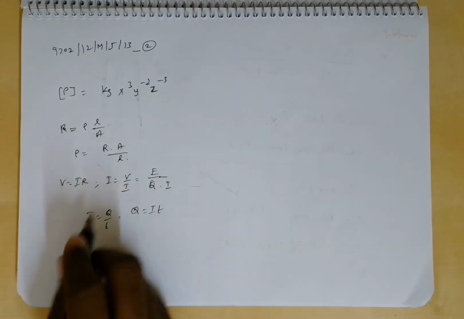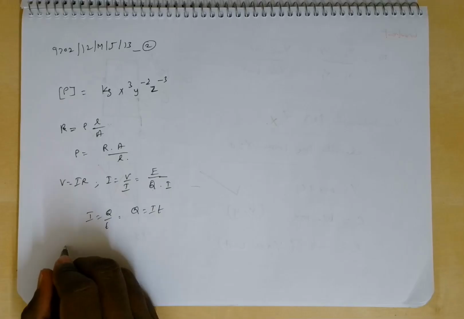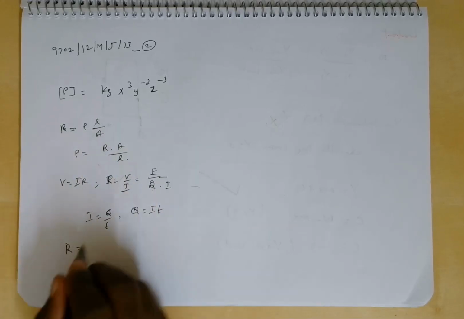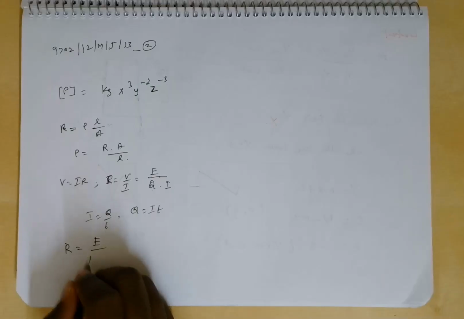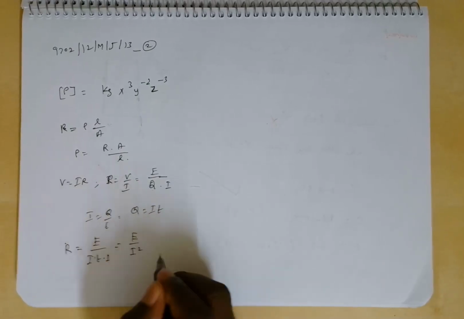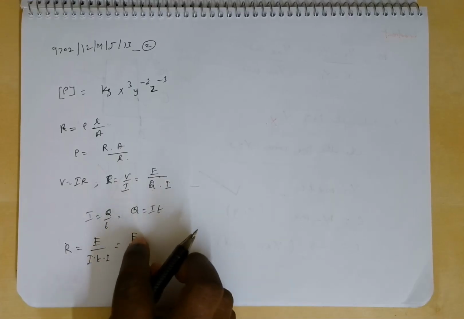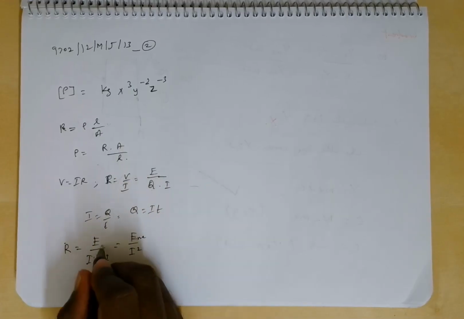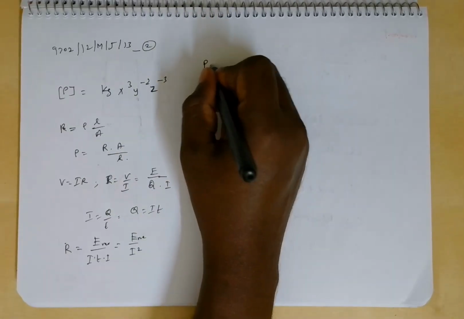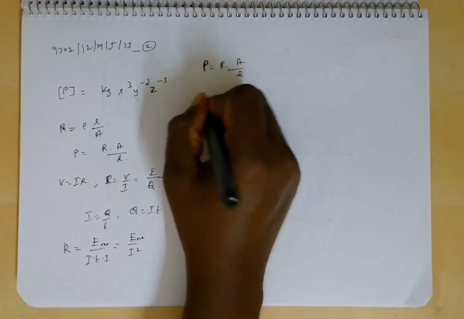So we can write, can you see that? Sorry, this is R. So we can write R is E divided by, instead of Q, I into T into I. So we can write E divided by I square. So we can work with this E. This is energy, by the way. Okay. So we'll put it in the original formula. Resistivity is R into A divided by L.